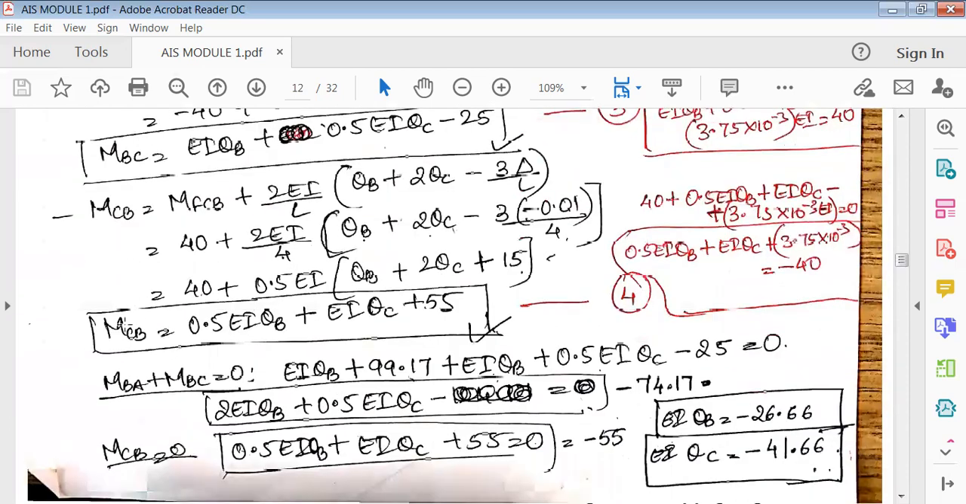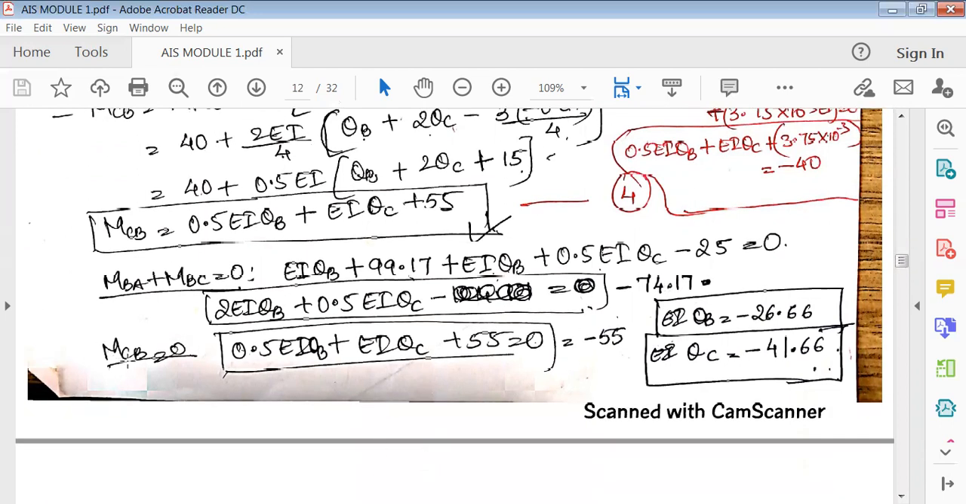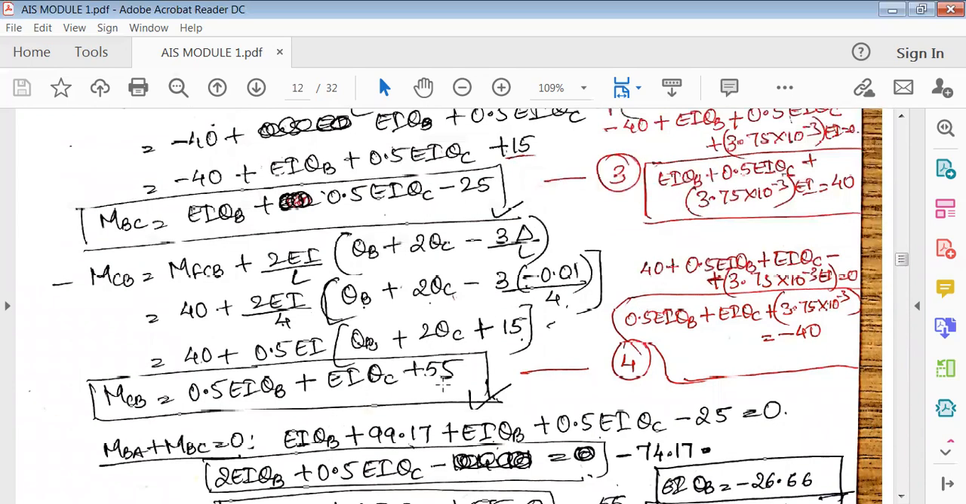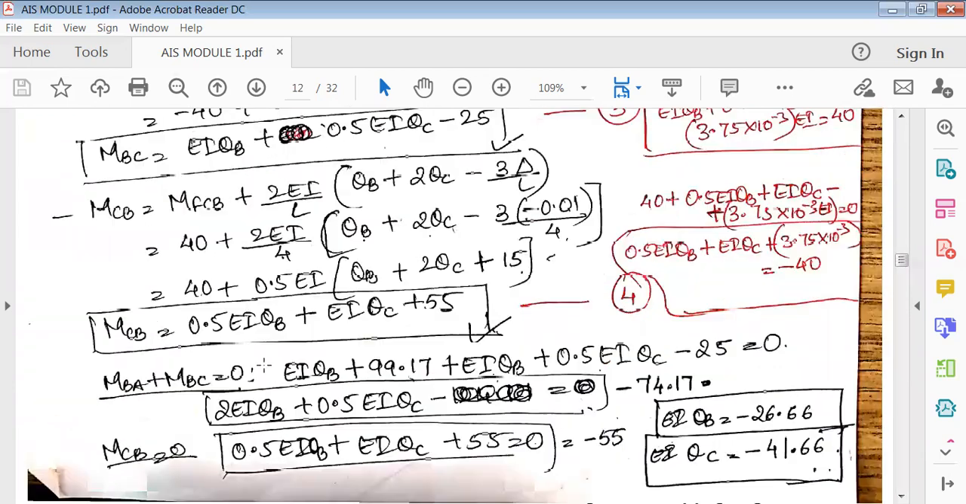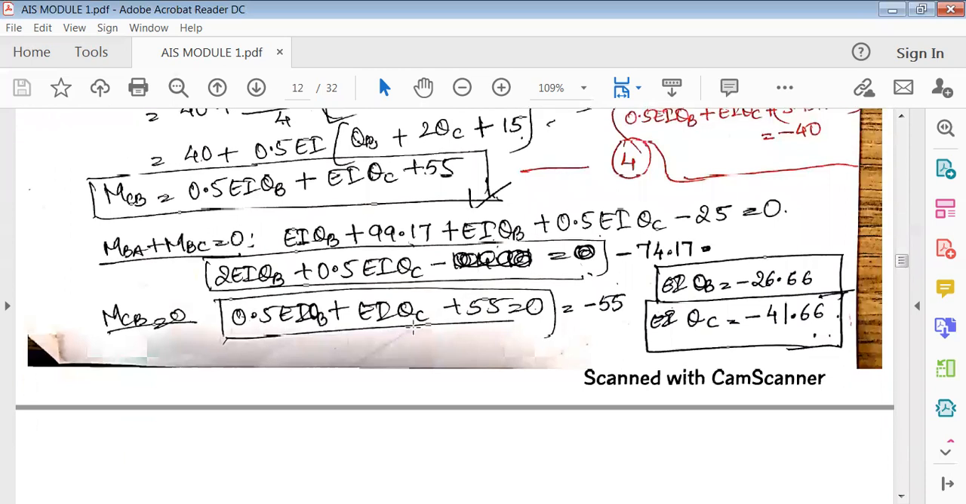So you can see here MBA plus MBC is equal to 0. We have calculated all the values. Equation 2 plus equation 3 equal to 0. Keep it in the form EI theta B plus EI theta C, so it is minus 74.17. Then MCB is only one equation here. MCB is 0, so it is 0.5 EI theta B plus EI theta C plus 55 is equal to 0. So 55 goes that side, becomes minus.